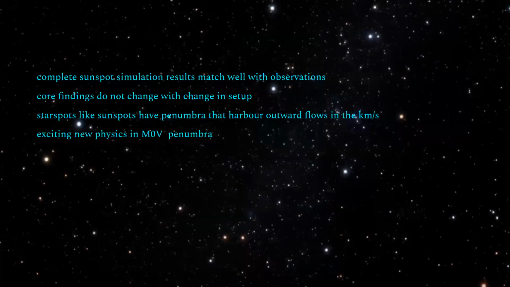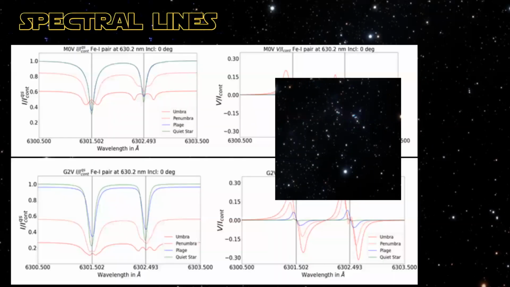Just to summarize, we have done complete sunspot simulations. Our complete sunspot simulations match well with observations. Our core findings do not change with change in setup. And we see that star spots, like sunspots, also have penumbra that harbor outward flows in the kilometer per second range. And we find exciting new physics in the M star umbra.